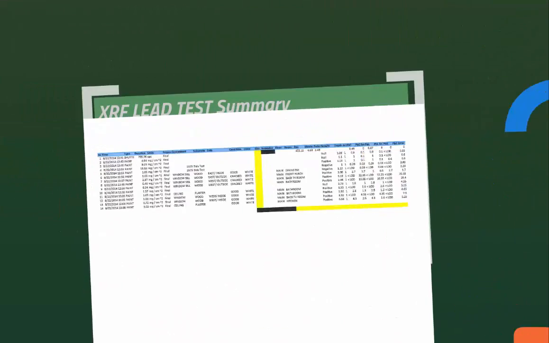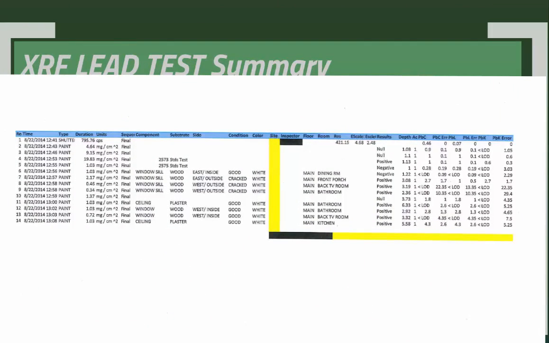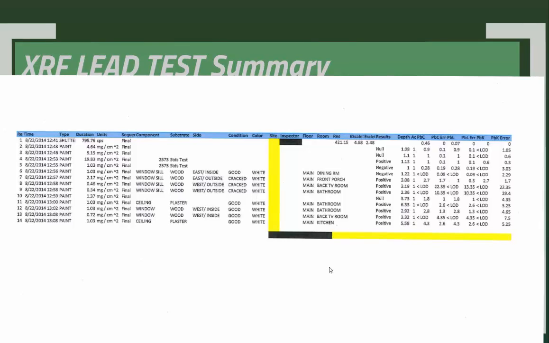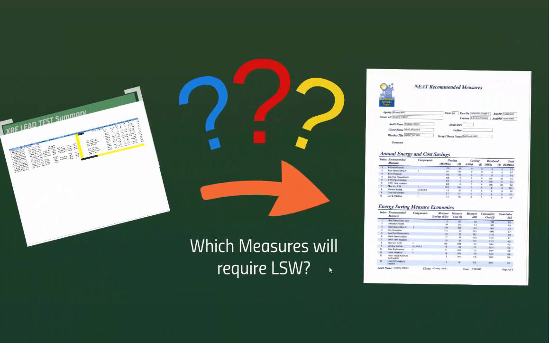If you take a close look at the summary report that comes out of the XRF gun, you'll notice it has a lot of detail about whether or not there is lead, and usually there's some indication of exactly where that is and whether it's positive or negative. But there's always been a piece of information missing, and that's a conclusion of some sort. Basically, we need to know, based on the results of your test, how is that going to affect our weatherization?